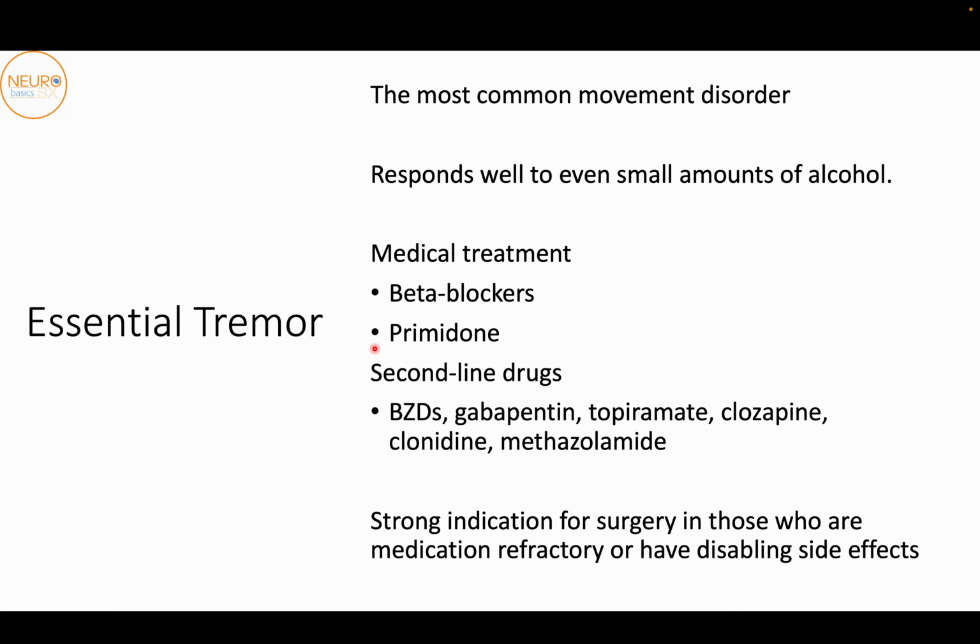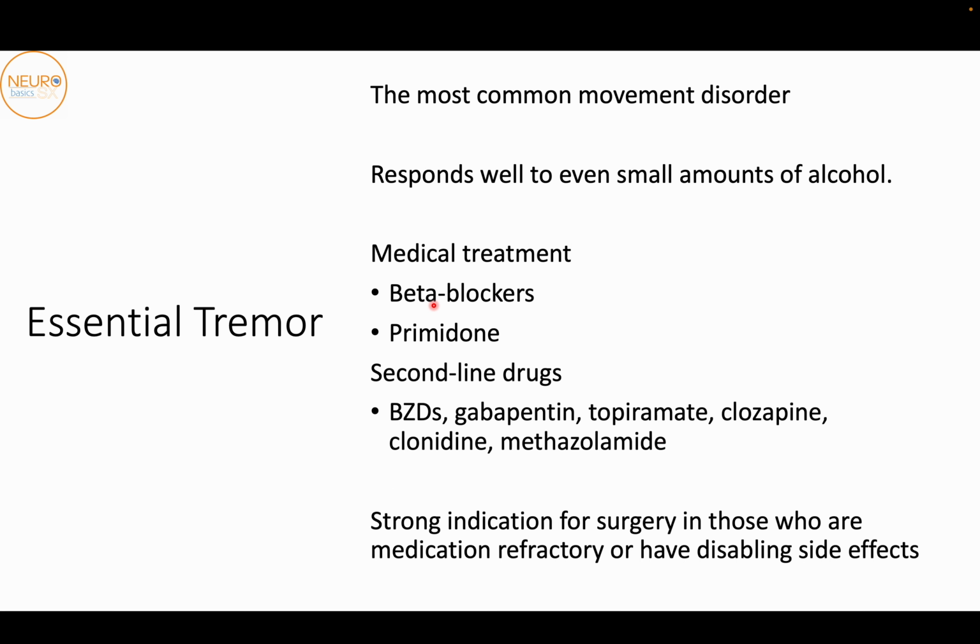Coming to essential tremor, as we have discussed multiple times, it is the most common movement disorder. There are multiple treatments for essential tremor, actually, unlike dystonia. It responds very well even to small amounts of alcohol, but that is not a recommended treatment as such. The medical treatment also includes beta blockers and primidone. These are the first line drugs. Apart from that, you also have multiple other second line drugs like benzodiazepines, gabapentin, topiramate, clozapine, clonidine, and methazolamide.